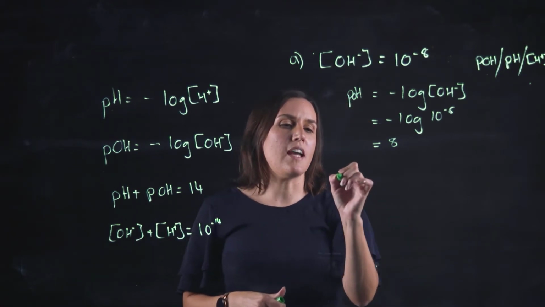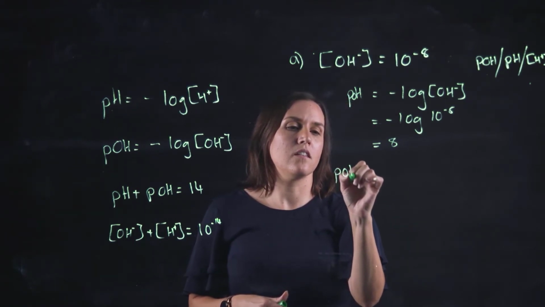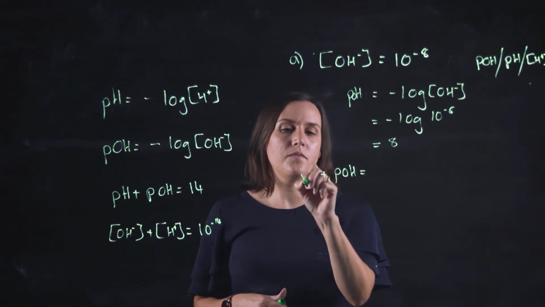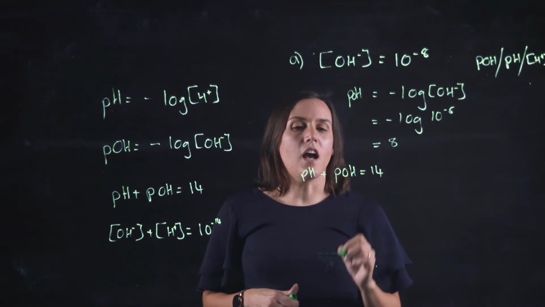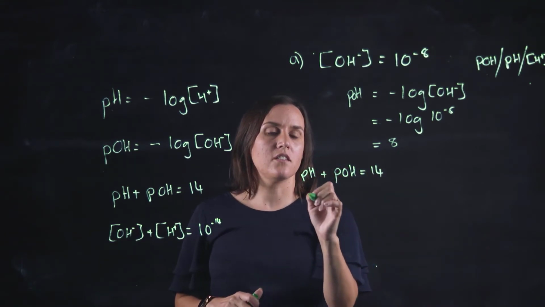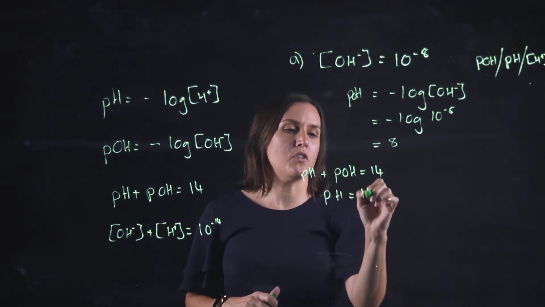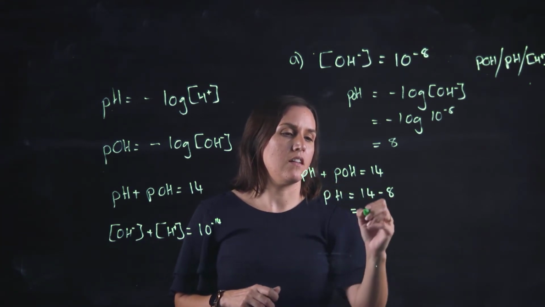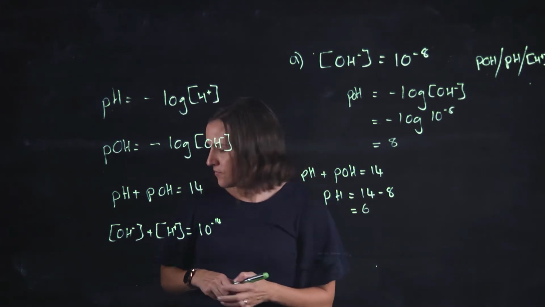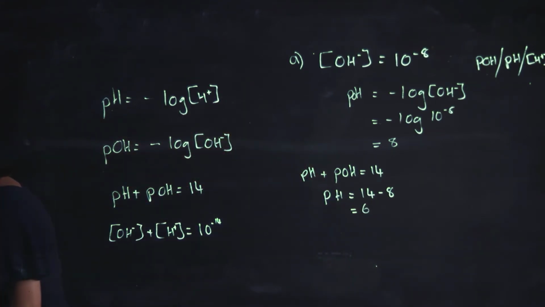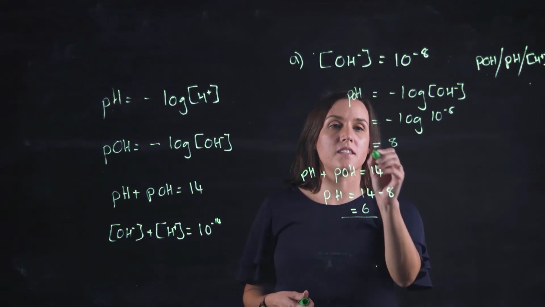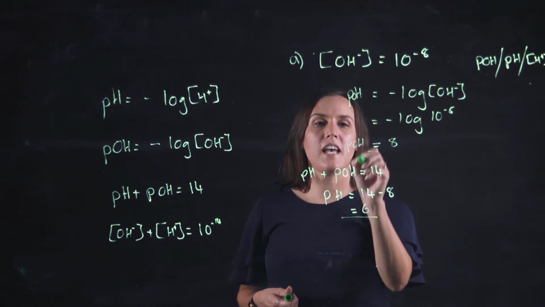So if my pOH equals 8, I can put it into this to find my pH. So pH equals 14 minus 8. So that would give me 6. So the pH value is 6. The pOH value is 8.